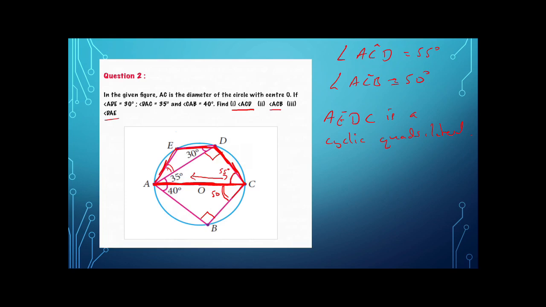And we know that this angle here is 55 degrees, so we know that AED plus 55 must equal 180 degrees. Why don't I call that angle Y? So Y plus 55 must equal 180 degrees, so Y is 125 degrees.